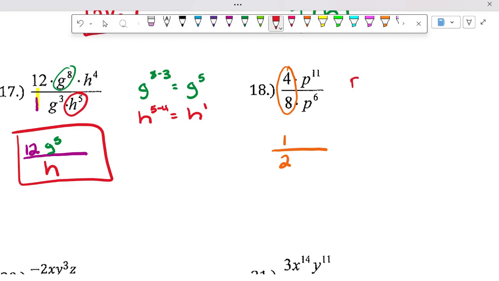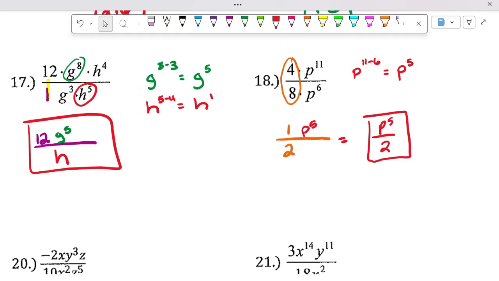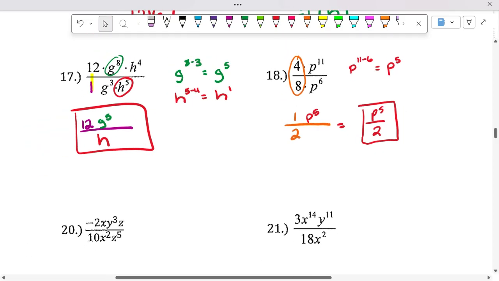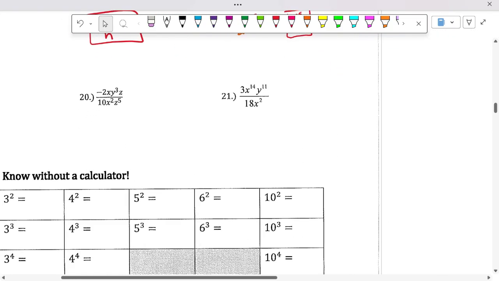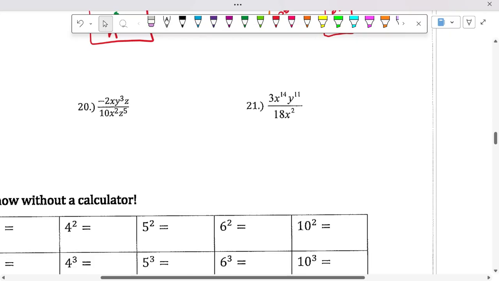Now, we have p to the 11 minus 6. So what's that? P to the 5th. Where's it going to go? Numerator, denominator? Numerator. So if I clean this up a little bit, I have p to the 5th over 2. Everyone following so far? All right. Let's do one more. So let's look at 20.